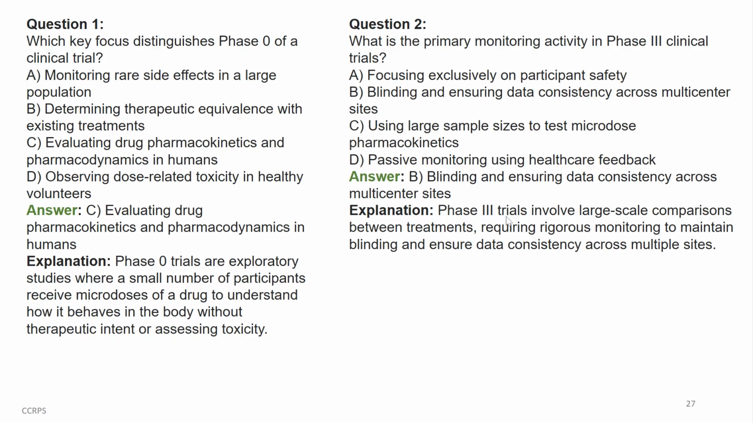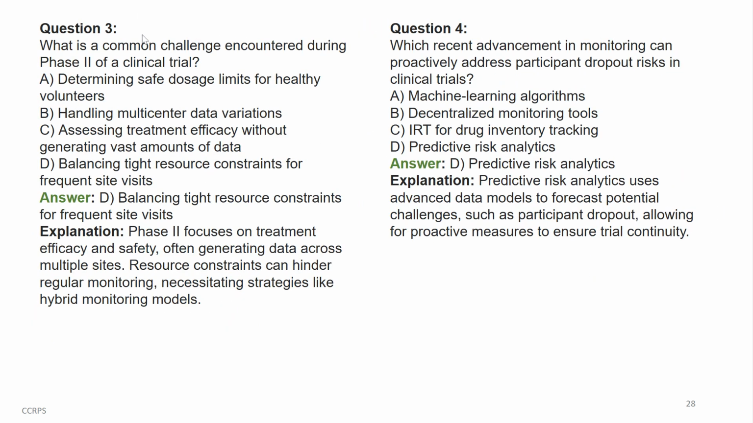That is when we start comparing the study medication or the investigational product against placebo or standard of care. So phase 3 trials involve large-scale comparisons between treatments, requiring rigorous monitoring to maintain blinding and ensure data consistency across multiple sites. Question three. What is a common challenge encountered during phase 2 of a clinical trial?